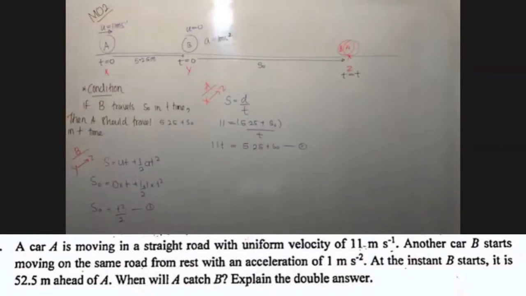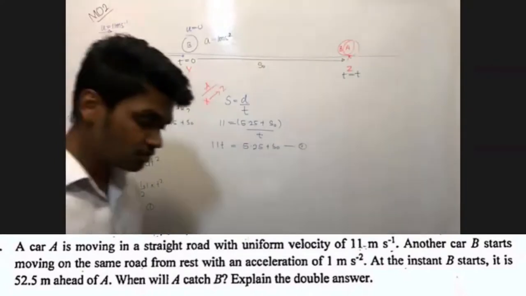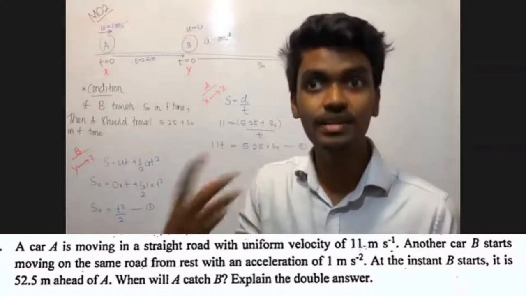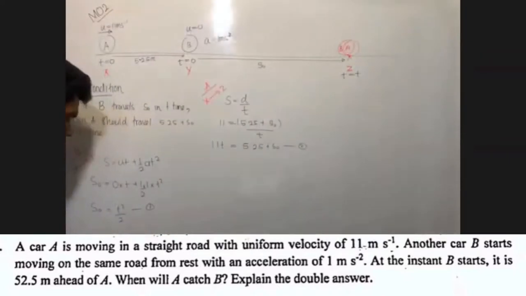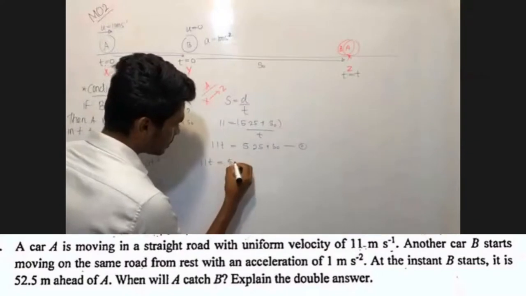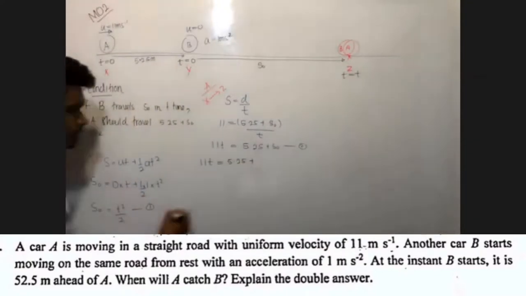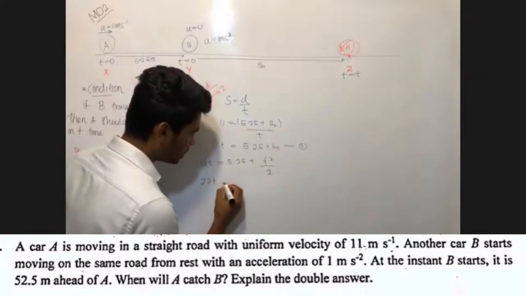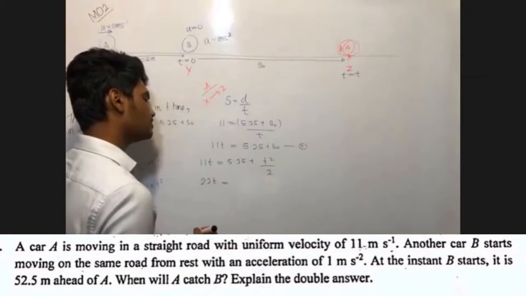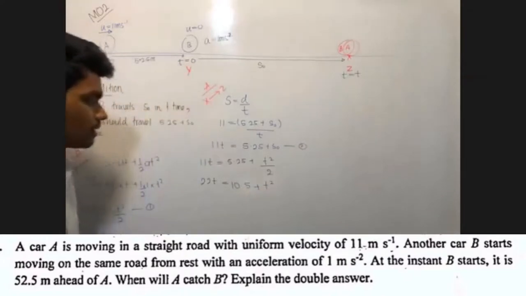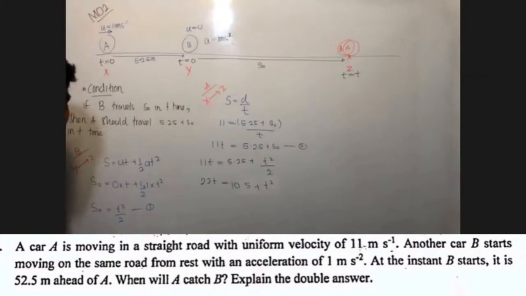For the second equation, we need to first find the time taken. When will A catch B? When means at what time? Right? Instead of S naught, substitute here 11T. 5.25, instead of S naught, substitute this equation. T squared over 2. Multiply all by 2: 22T. 5.25 multiplied by 2 is 10.5 plus T squared. 10.5 plus T squared, right?